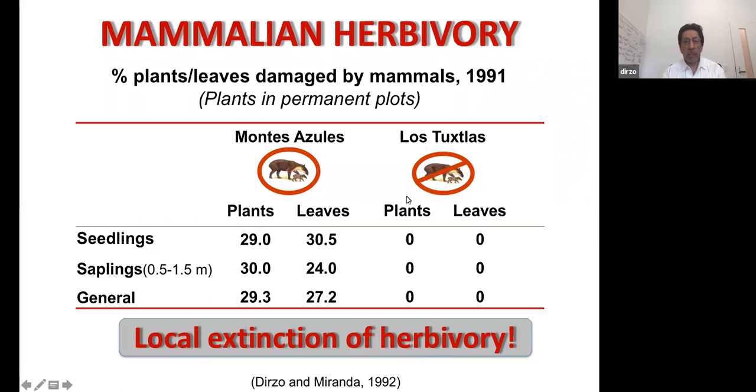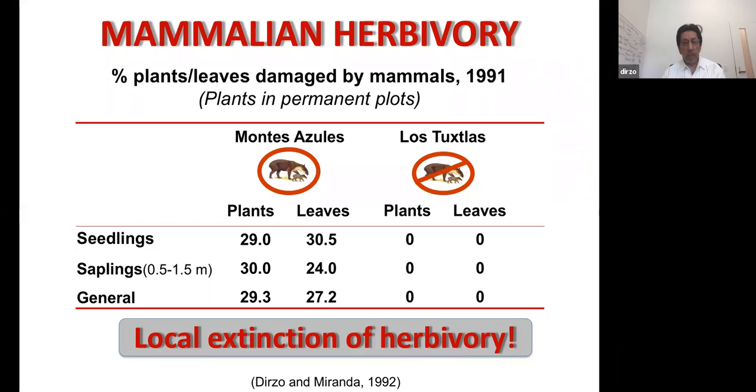If you look at the numbers in the case of Los Tuxtlas, the situation is very dramatic indeed. You don't even have to do any statistics here to see these dramatic differences. The numbers here essentially are zeros. And this is a result of very intensive sampling, very large sample sizes. And as I said, this is not only the original data that we collected in 1991, but we continue to detect the situation of absence, complete absence of herbivory.